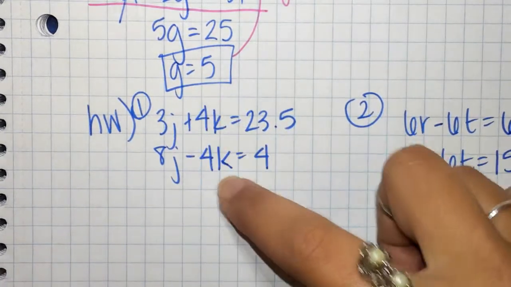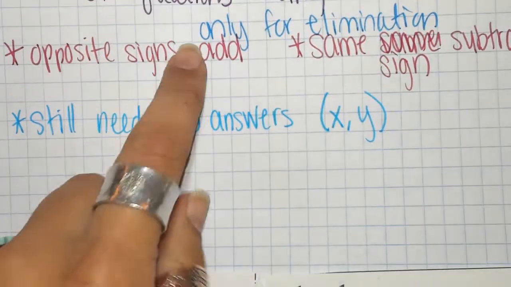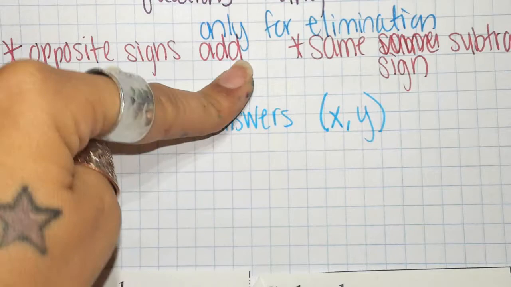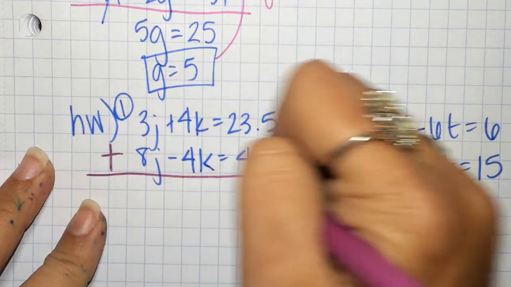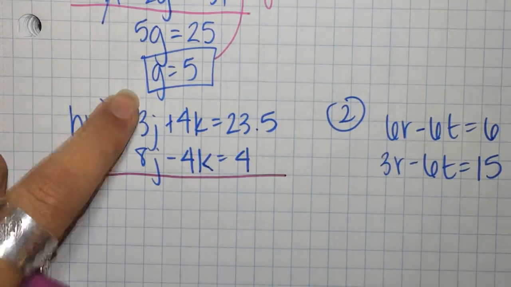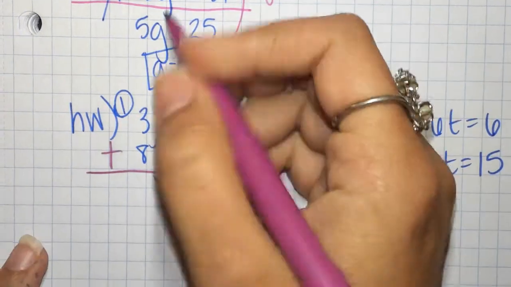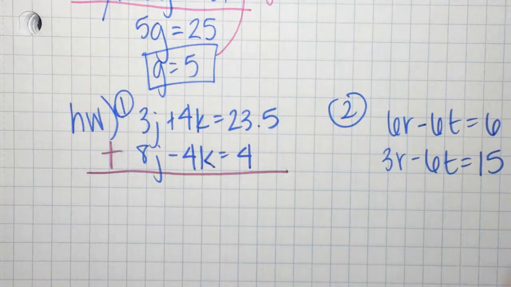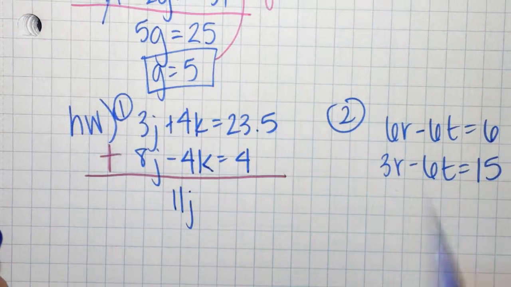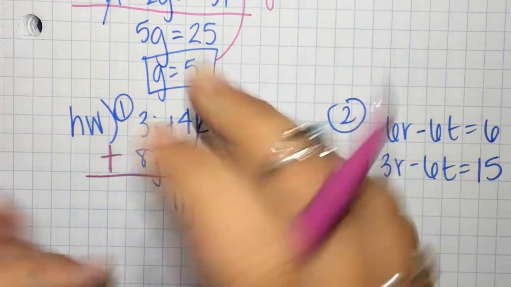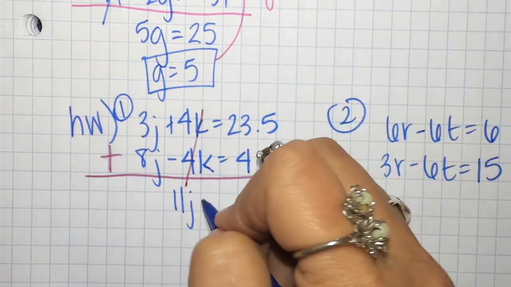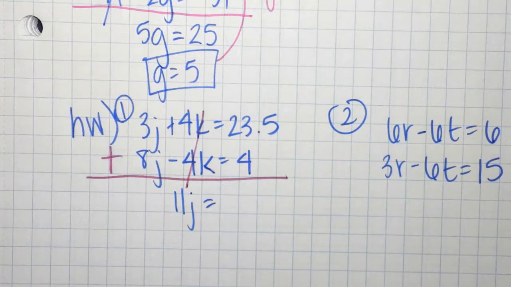Now, when we have opposite signs, what did we write down yesterday that we do? Opposite signs. Add. So are we going to add or subtract? Add. What's 3J plus 8J? 11J. Almost crossed those out. That would have been terrible. What's 4K plus negative 4K? 0. That cancels. It eliminates, right? And that's what we're trying to do.